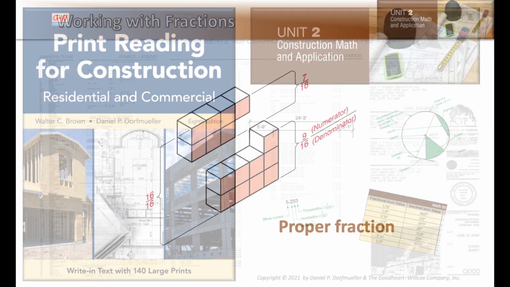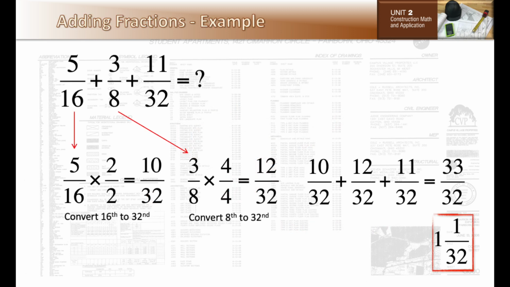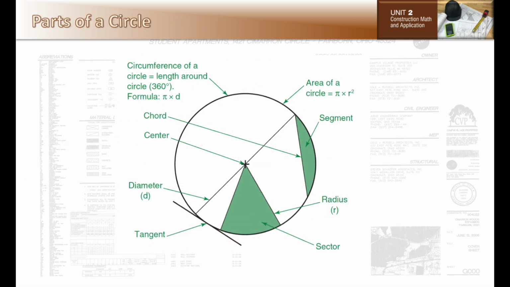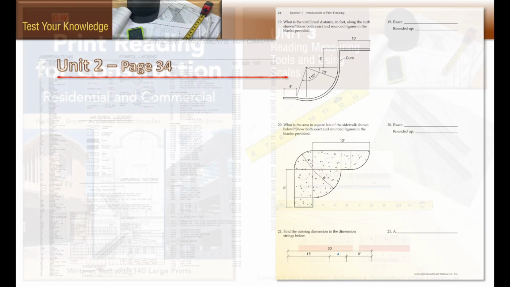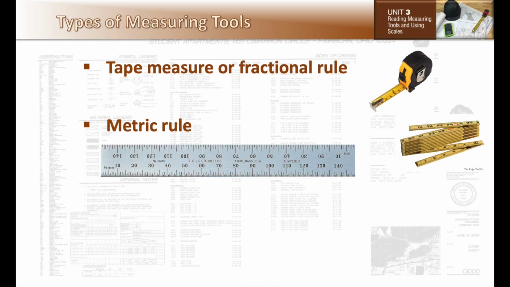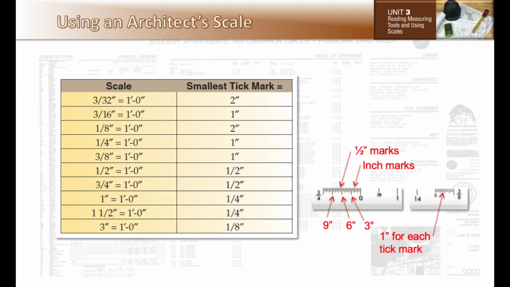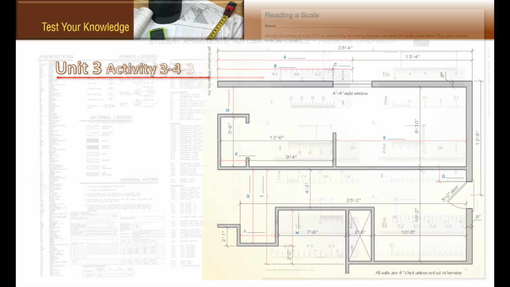Unit 2 is all about basics of construction math, starting with adding, subtracting, multiplying, and dividing fractions, finding missing dimensions, learning the math to find area and volumes of basic shapes, along with some fun application activities for students to explore. One of my favorite units, Unit 3, we review how to use a tape measure, look at the metric measurement system, and most importantly, understand how to use an architect's and engineer's scale. The unit is filled with lots of student activities.